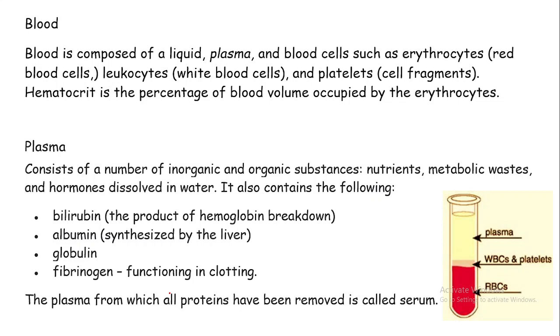What is blood? Blood is composed of a liquid called the plasma. So basically blood has two parts: the liquid form and the solid components. The liquid part is the plasma. What are the solid components? Blood cells. What types of blood cells? Erythrocytes, red blood cells, leukocytes, white blood cells, and platelets, which are also called thrombocytes. These are the cell fragments.